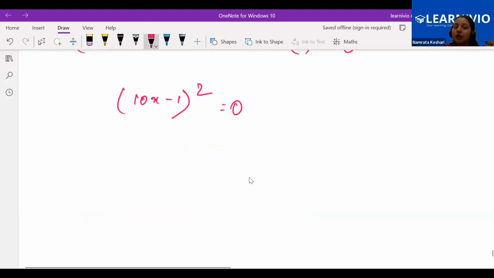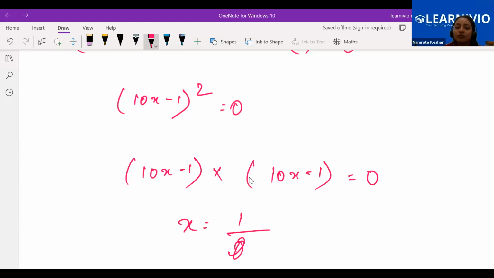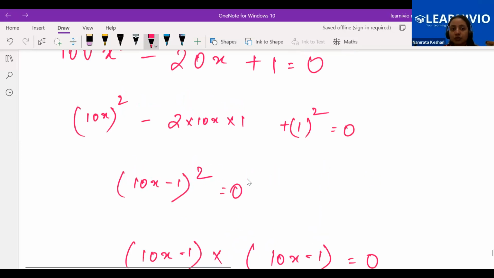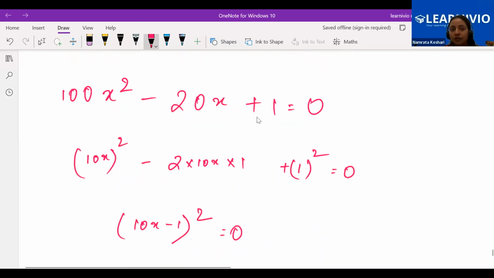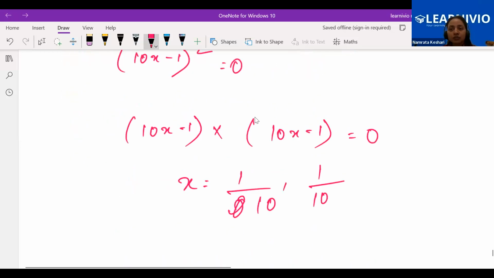And from here also you can see we are getting the same. 10x minus 1 whole square means in one bracket 10x minus 1 into in another bracket 10x minus 1. So both the values will be 1 by 10 only. Can you see this approach, Zoha? Yes. So this is also one of the approaches. However, if splitting the middle term is working, we are supposed to use that one only because we cannot think about so many possibilities.